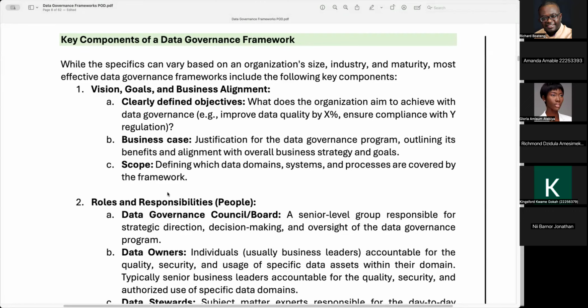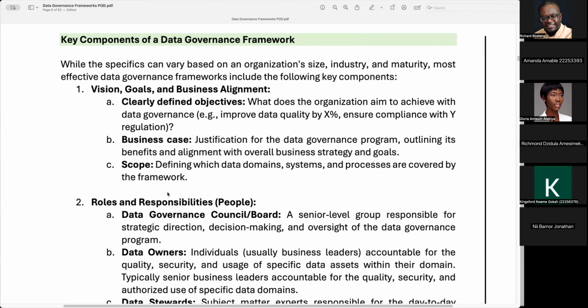So linking it to the business strategy. Precisely. It requires a solid business case, showing how governance supports the organization's overall strategic goals. And it means defining the scope, what data, what systems, what processes are actually going to be included in this governance effort, at least initially. Then comes roles and responsibilities, the crucial human element. Foundational, absolutely foundational. The source details key roles, like the Data Governance Council or board. This is typically a senior-level group providing strategic oversight, making high-level decisions, and resolving major conflicts.